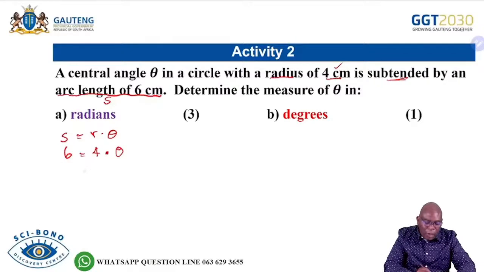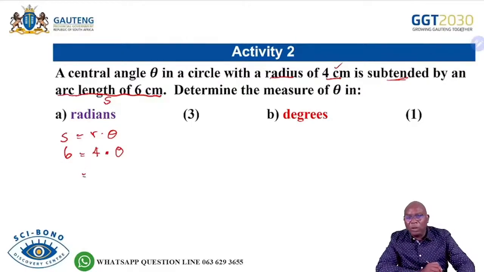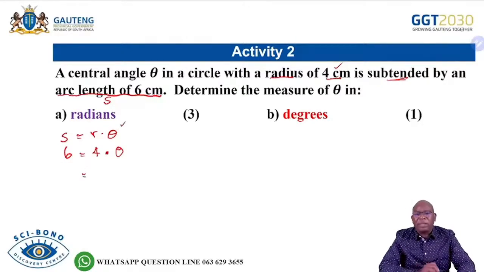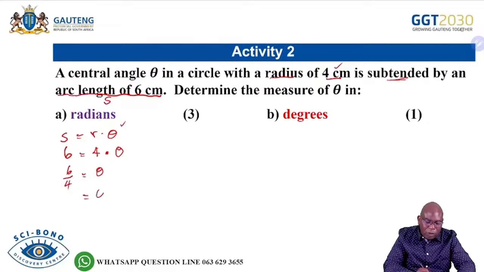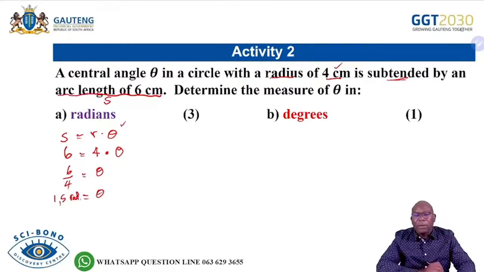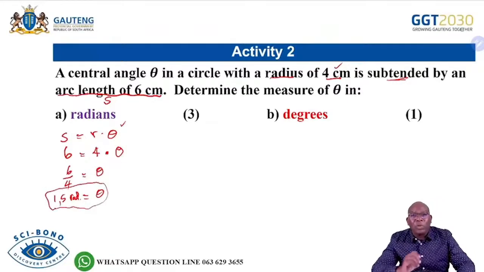Right. So now, how am I going to get theta? Remember, this theta is in radians. So theta becomes 6 over 4, which is 1,5 radians. The theta in that formula is in radians, so I get the answer in radians, which is 1,5. It cannot be degrees. You must note that there.